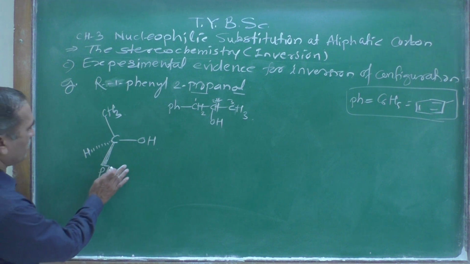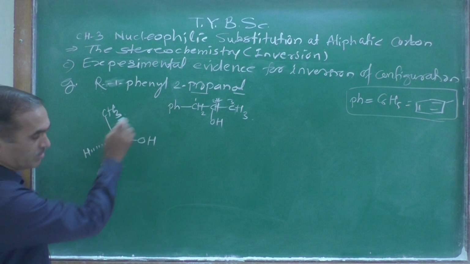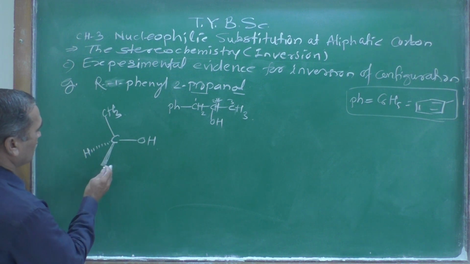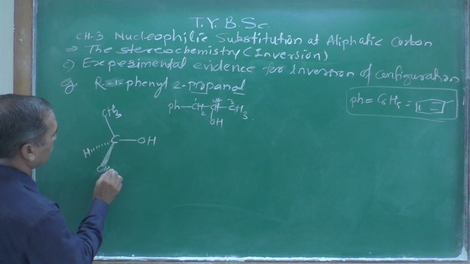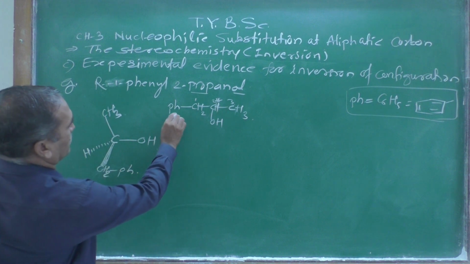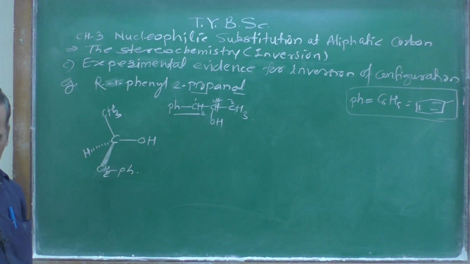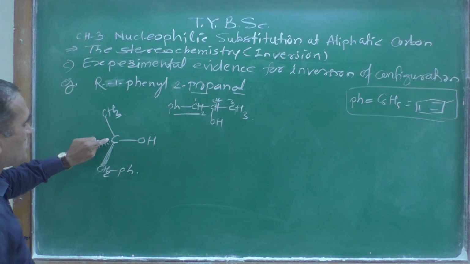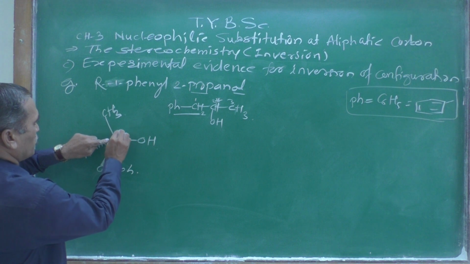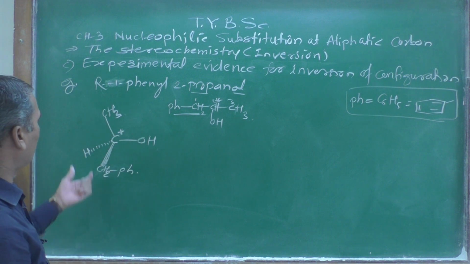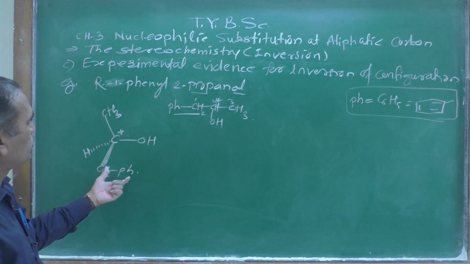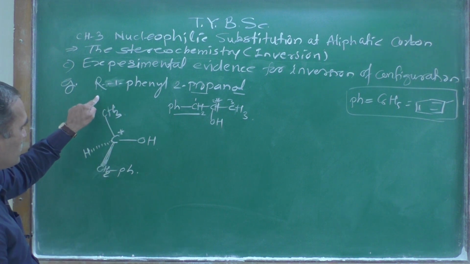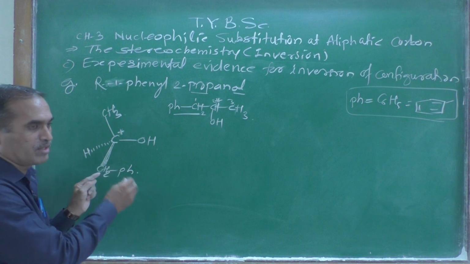Not phenyl here, I think the CH2 is remaining there, right? Here is a CH2, then Ph, right? This group is CH2Ph. Here is CH3, this is a chiral carbon shown by a star over here, OH, CH2Ph. This is the structure. Now whether it is R or S, again give the priority number.